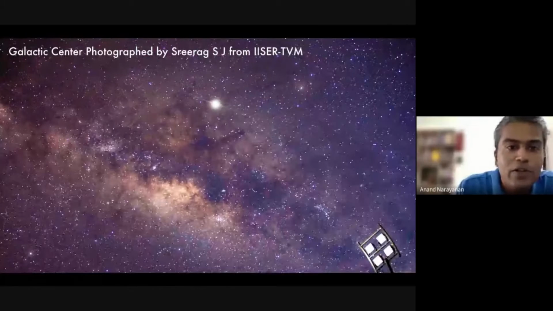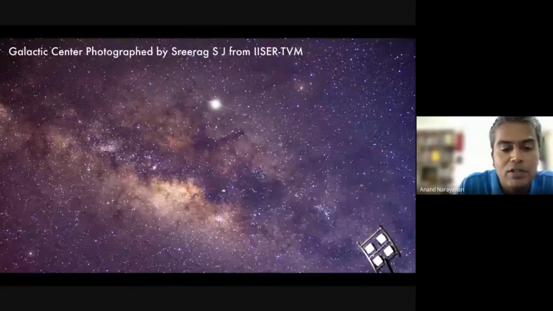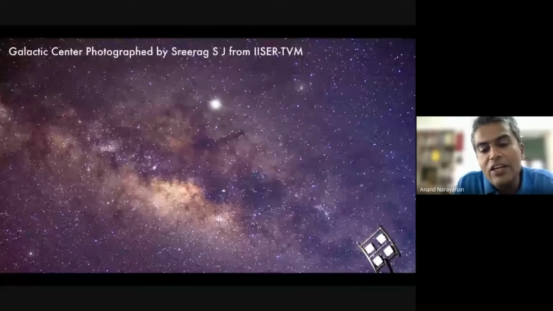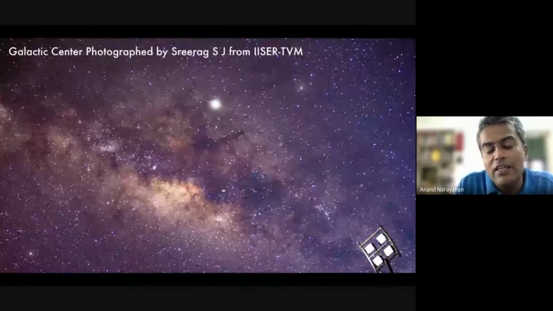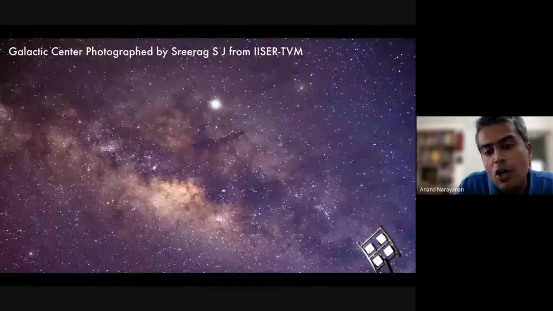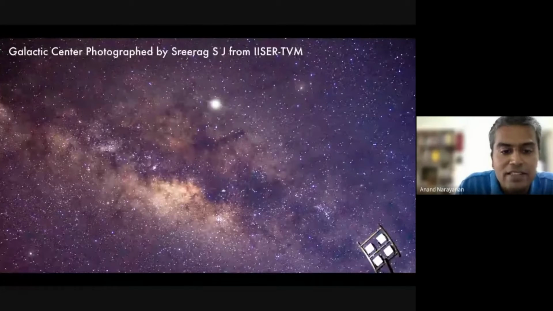This is a photograph that a student at IIST Trivandrum, Srirag SG, took using a DSLR camera. You can also do this kind of astrophotography. What you are looking at is the general region of the constellation Sagittarius, and somewhere behind this dark column that you are seeing is the center of our galaxy.